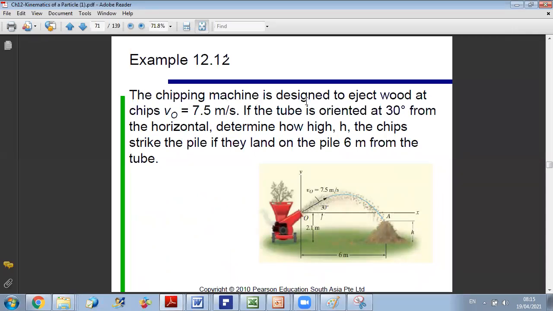The chipping machine is designed to eject wood chips at V0 equal to 7.5 meters per second. If the tube is oriented at 30 degrees from the horizontal, determine how high h the chips strike the pile if they land on the pile 6 meters from the tube.